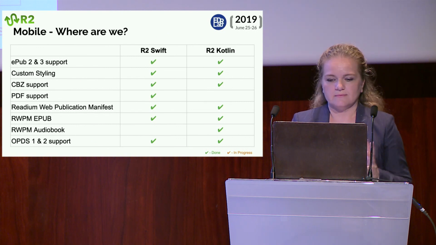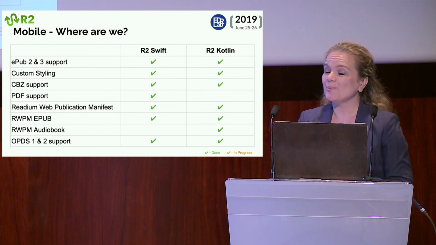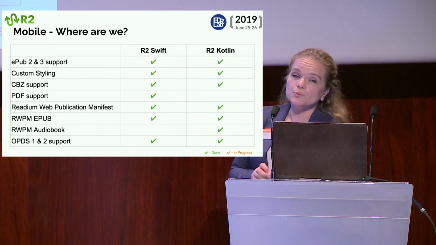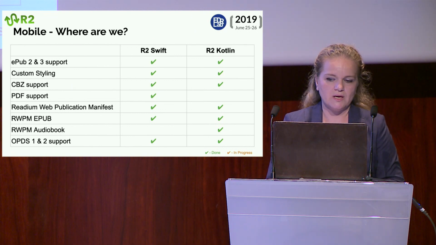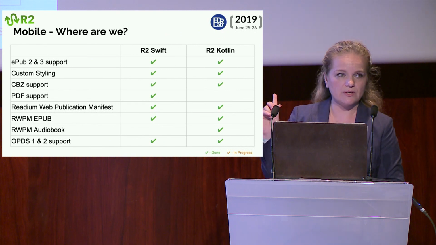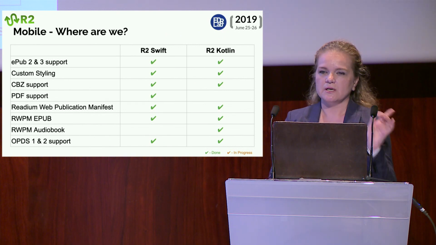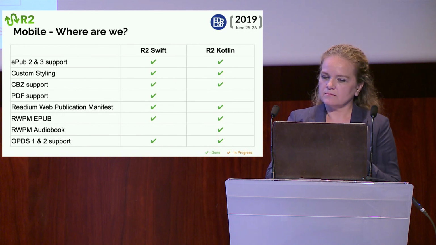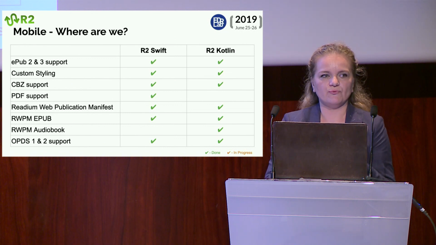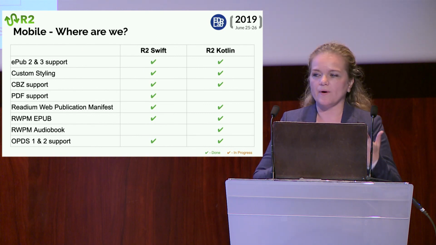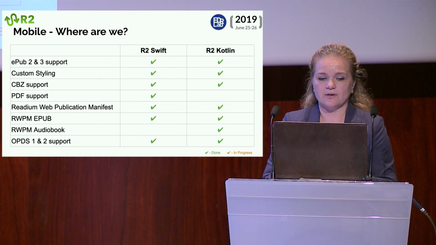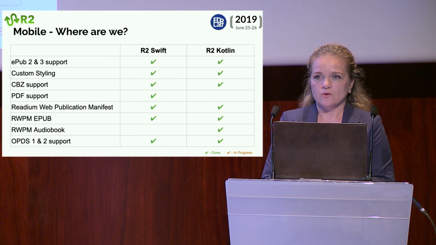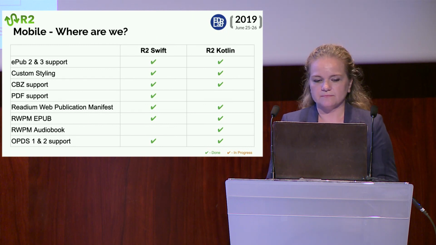CBZ support is implemented and ready. PDF support is in the Swift implementation. I don't have a check mark on the Kotlin implementation for PDF support because we literally just finalized it a few weeks ago. And this is just a simple PDF implementation. You open a PDF, you can render it, you can add a bookmark, you can browse through it. So the navigation part of it is you can use it and expand on it.